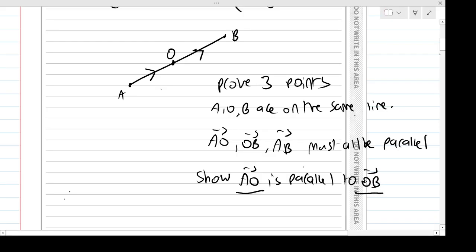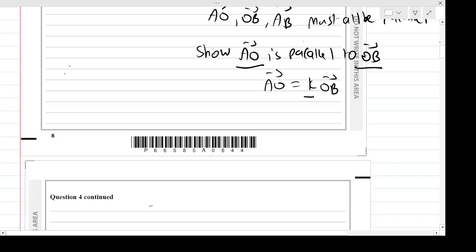And then to show that 2 vectors are parallel, we need to show that they're multiples. So this vector AO is a multiple of OB, okay? That's what it means for 2 vectors to be parallel, if you recall. So we want to find out it's some multiple K of the other vector.